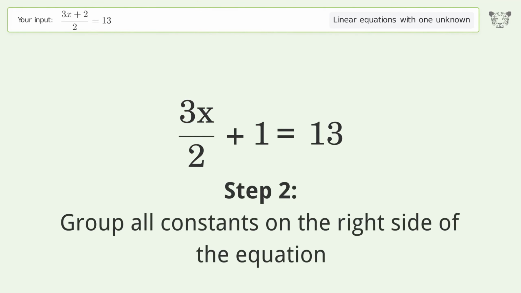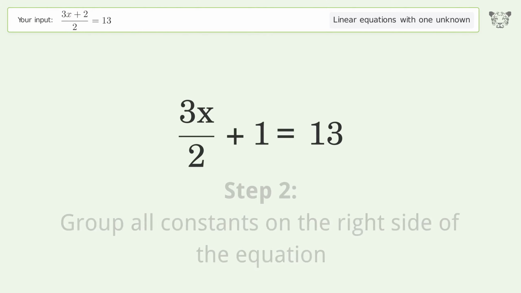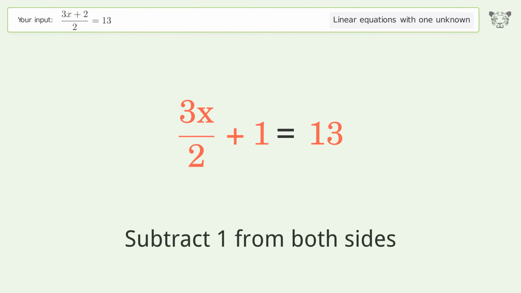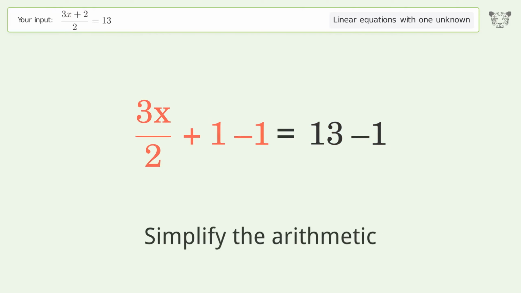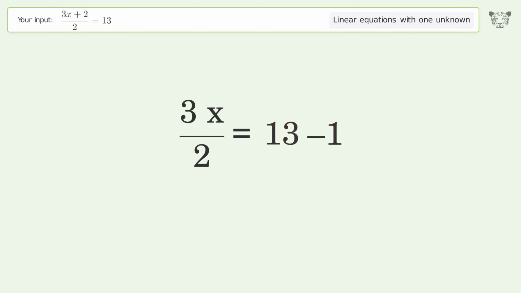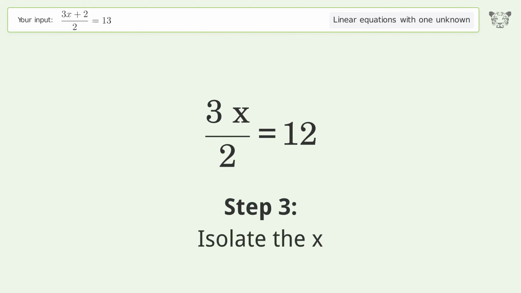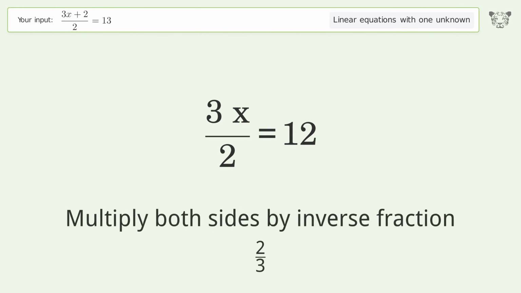Group all constants on the right side of the equation. Subtract 1 from both sides. Simplify the arithmetic. Isolate the x. Multiply both sides by the inverse fraction 2 over 3.